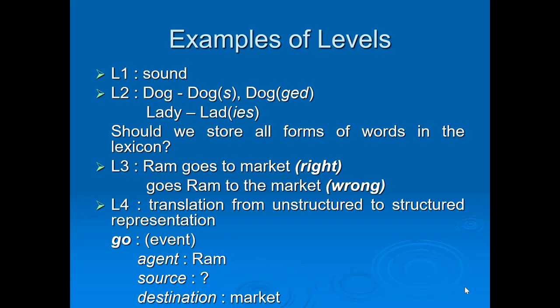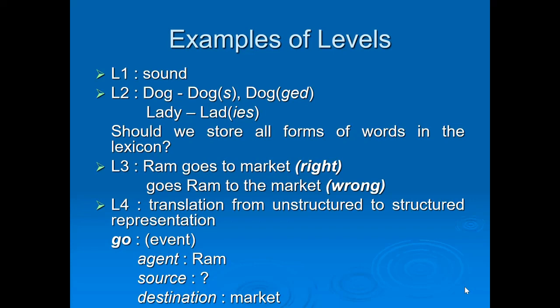So for a machine, we have to create a particular representation. What we will do is translate the unstructured representation to a structured representation. For this example, we can go like this: what is the event, what is the agent, what is the source, what is the destination. But for different sentences there might be different representations.